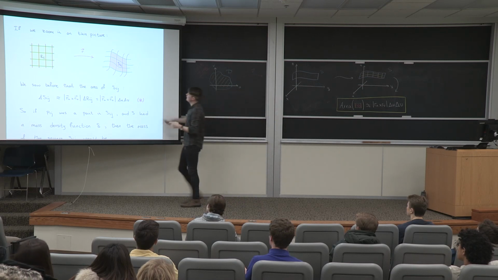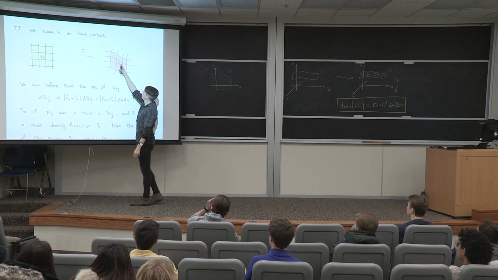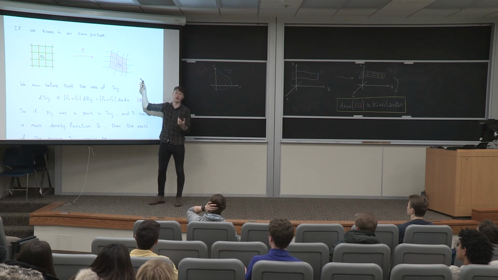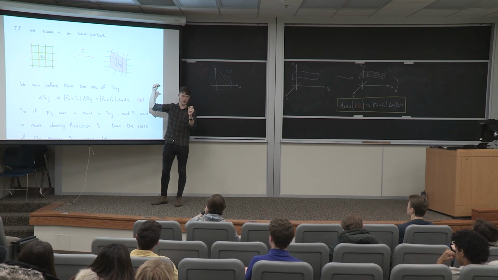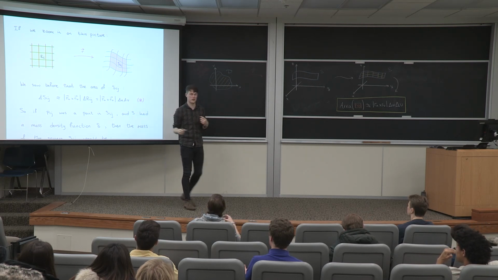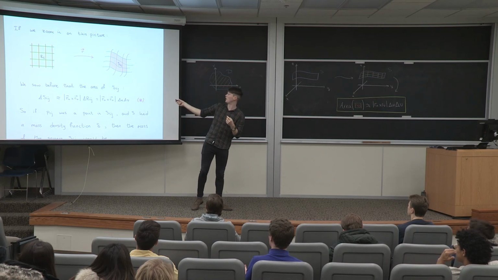So the density on this small patch is approximately constant. It doesn't change too much in this small patch. Does that make sense? So, how would you compute the mass of something? How would you approximate the mass of this patch?